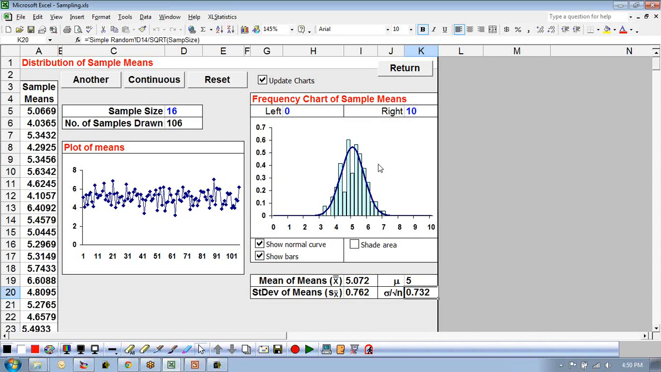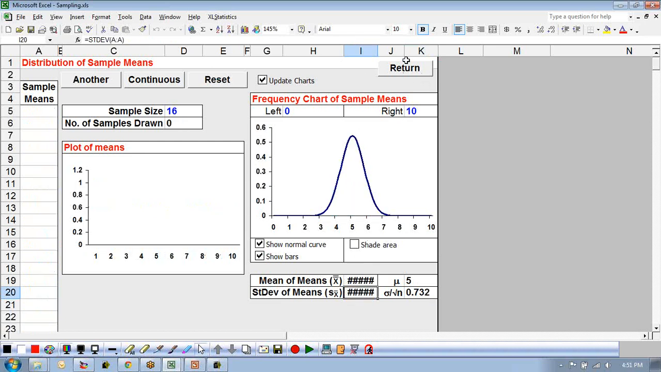Oh my goodness, look at that. We did end up with something that looked very normal. Look at the mean, 5. The standard deviation was supposed to be 0.732. Look at that, 0.762. So it turned out normal after all.